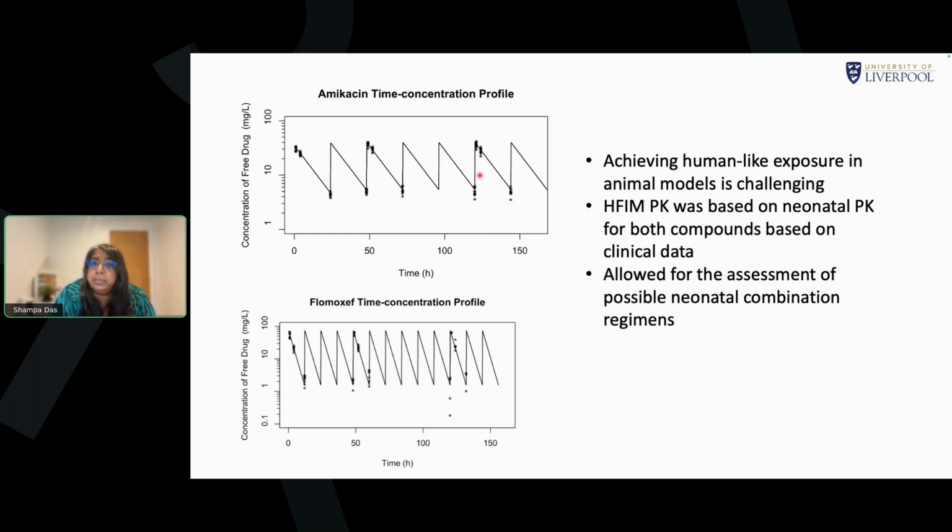There are humanized animal models, but actually to try and recapitulate what humanized PK looks like, you have to alter the dosing quite significantly. Sometimes you have to alter the renal output in the animal, and it's never quite as accurate as you can see here. And it's also, again, a lot more difficult to achieve.